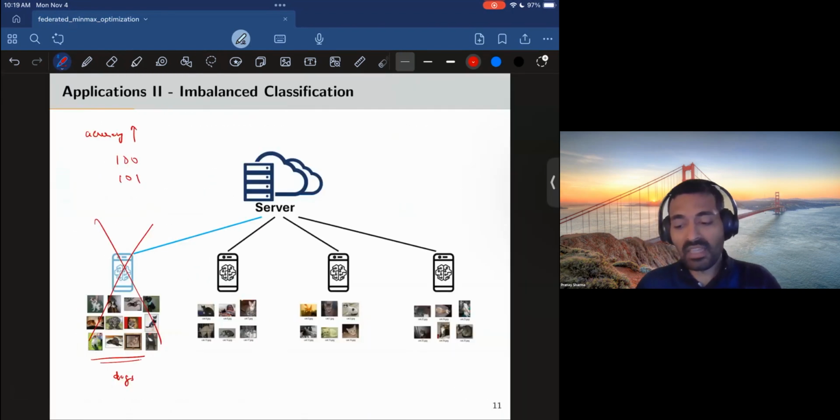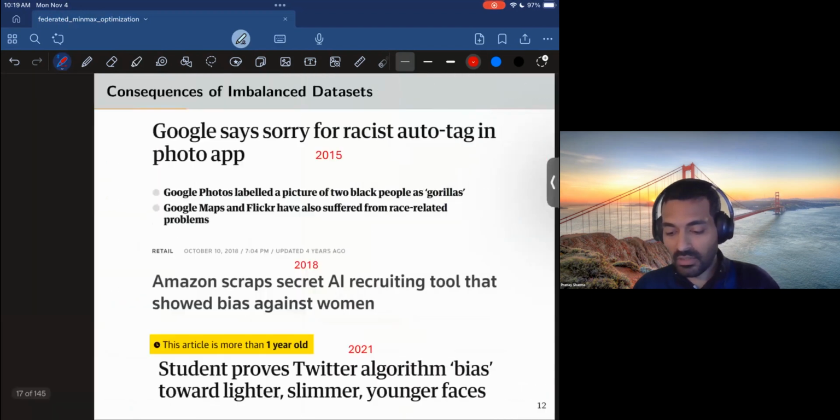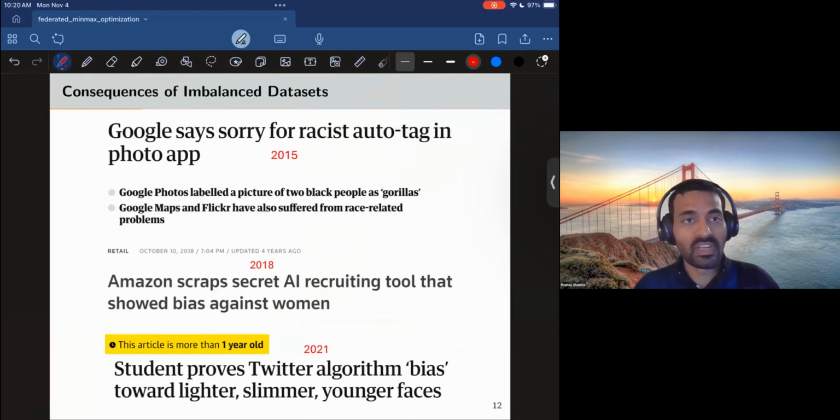So this was a toy example, but a similar problem has had some very real world consequences. These are some news items from over the years, and they come from Google, they come from Amazon, and they come from Twitter, right?